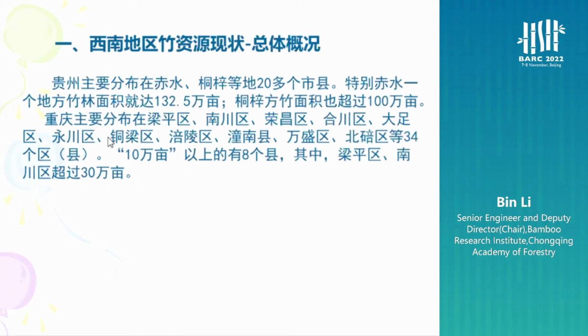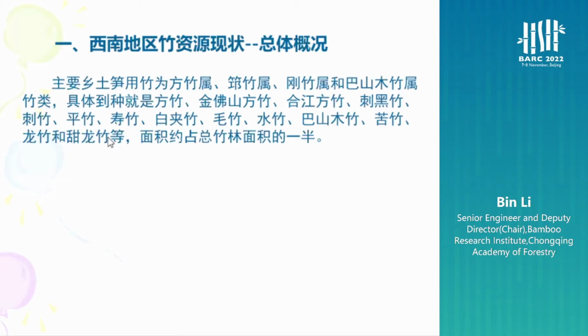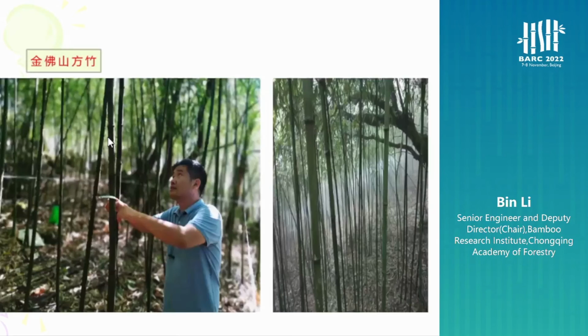We also have bamboos for the Baijia and some minority groups. Here in Guizhou, Chishui, is a very large-scale bamboo forest. Our kinds of bamboo are square bamboo, Golden Buddha bamboo, Hejiang, and also Phyllostachys, Bisati, and Moso bamboo.